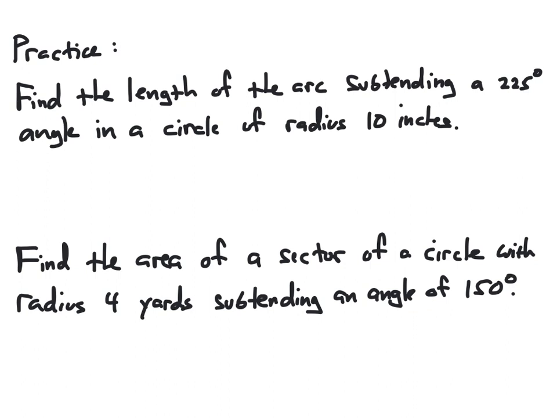If you'd like some extra practice with these concepts, you could try these two examples. First, find the length of the arc subtending a 225-degree angle in a circle of radius 10 inches. Then find the area of a sector of a circle with radius 4 yards subtending an angle of 150 degrees. The answers to these questions will appear in just a few seconds.